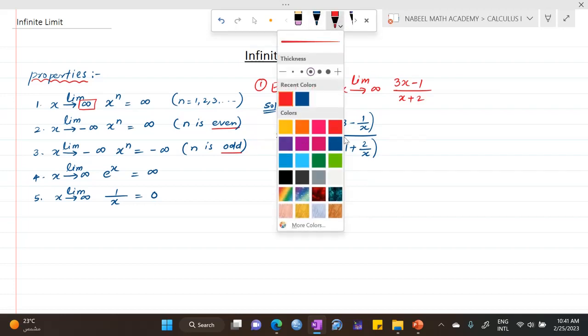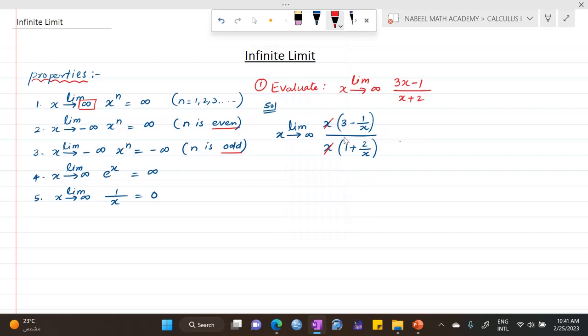As x approaches plus infinity, 1 over infinity, as per this rule, if you apply the limit as x approaches infinity of 1 over x, it becomes 0. Therefore, this part equals 0 and this part equals 0. So you will get the value 3. The answer is 3.